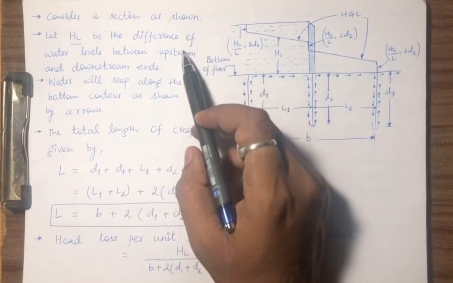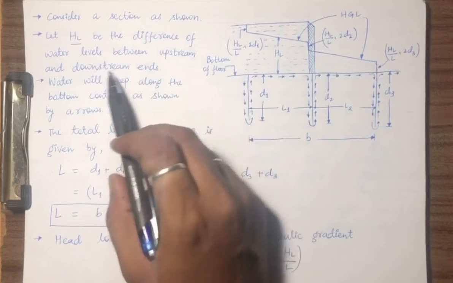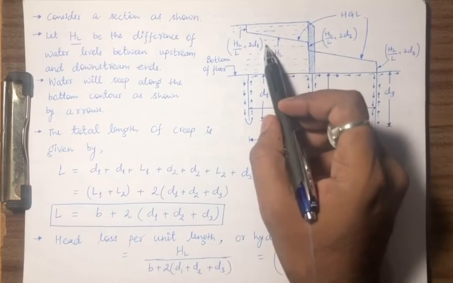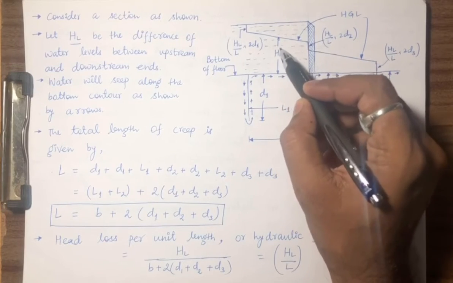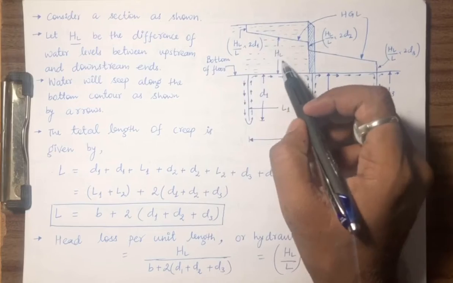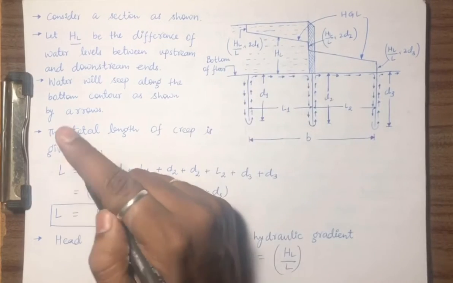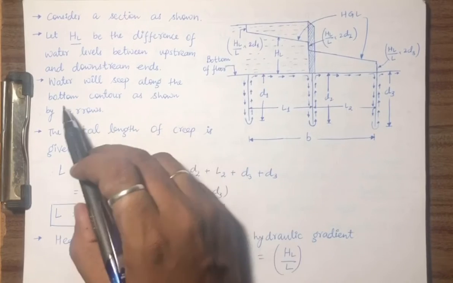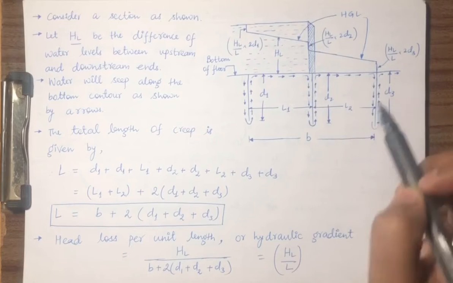So consider a section. Let HL be the difference of water level between upstream and downstream. So upstream and downstream are differentiated by HL. This is the head loss, head available or head difference between the upstream and downstream end. So water will seep along the bottom contour as shown. In this way water is going to creep.